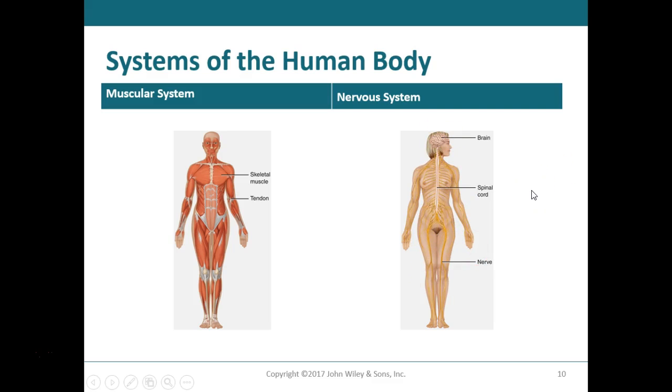The nervous system, you can see the brain, the spinal cord, and all these little yellow stringy things coming off are peripheral nerves. Those nerves are the ones that go out to the body and come back from the body and bring that stimulus into the spinal cord and the brain so that we can interpret those sensations and cause an action to occur if we need to.